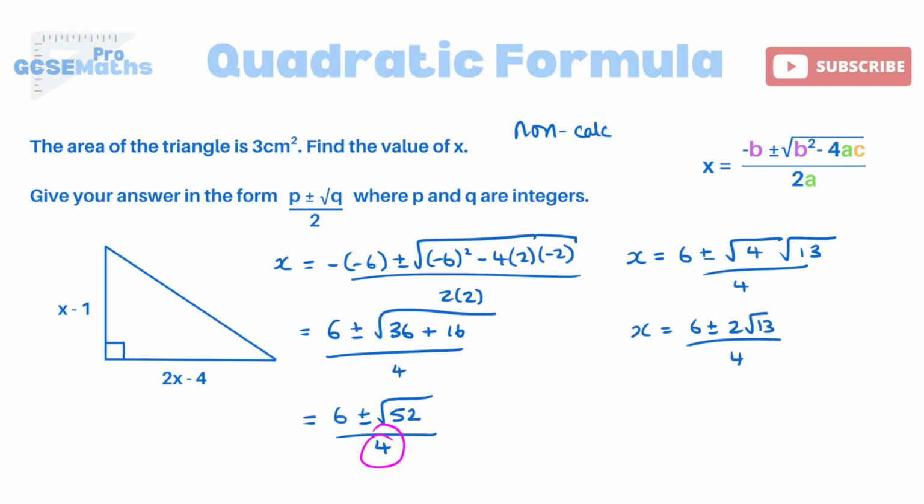And now, again, looking at all 3 terms in that fraction, we've got 6, we've got 2 root 13, and we've got 4. All of those are divisible by 2. So 6 divided by 2 is 3. 2 root 13 divided by 2 is just root 13. And then 4 divided by 2 is 2. So do you see how now I've got the exact same format? 3 plus or minus root 13 over 2.